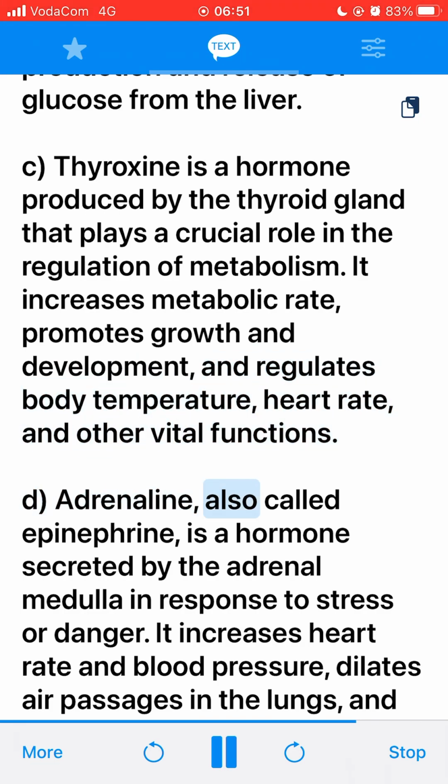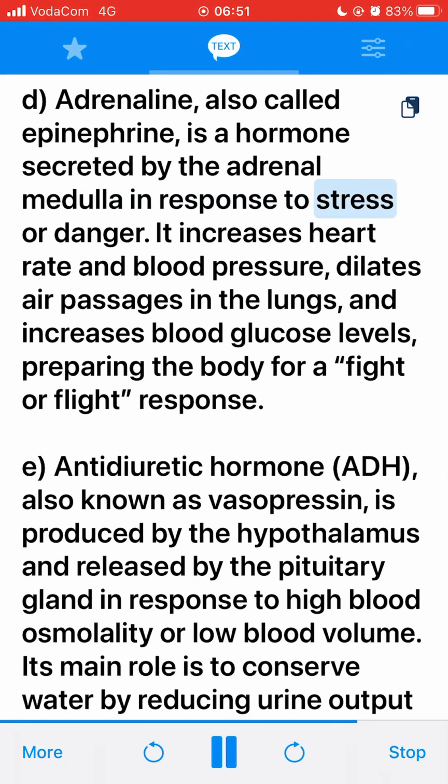D. Adrenaline, also called epinephrine, is a hormone secreted by the adrenal medulla in response to stress or danger. It increases heart rate and blood pressure, dilates air passages in the lungs, and increases blood glucose levels, preparing the body for a fight or flight response.